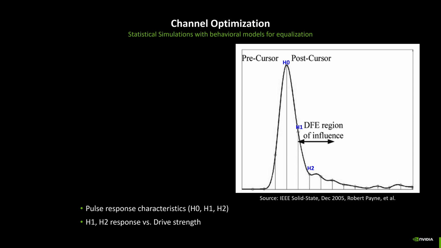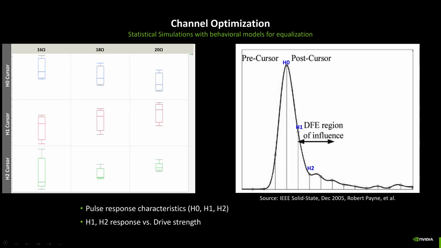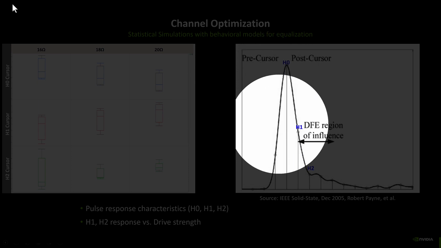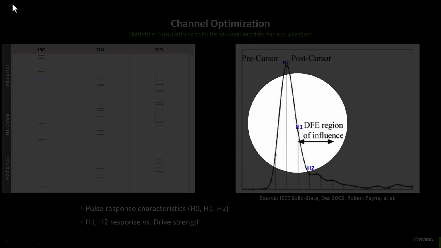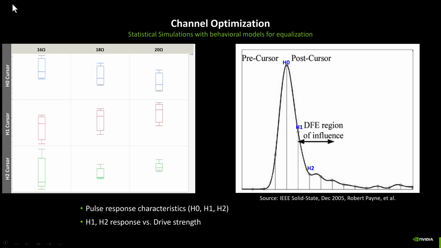So H0 is your main cursor, then you have your H1 and H2. By looking at H1 and H2, you can see whether your link requires any equalization or not. And you can evaluate the same cursors at different drive strengths, like I'm showing here at 16 ohms, 18 ohms, and 20 ohms. And you can make equalization decisions based on statistical simulation.